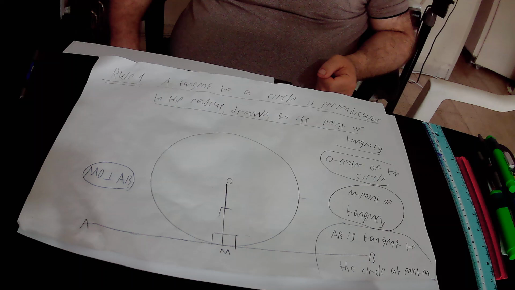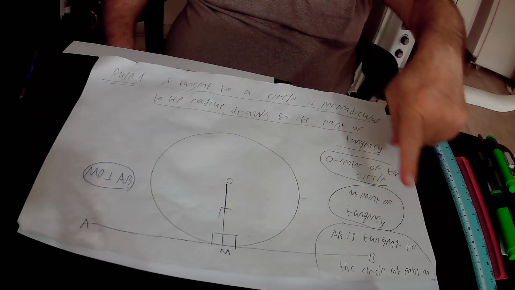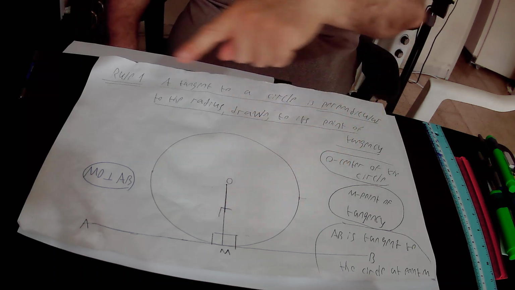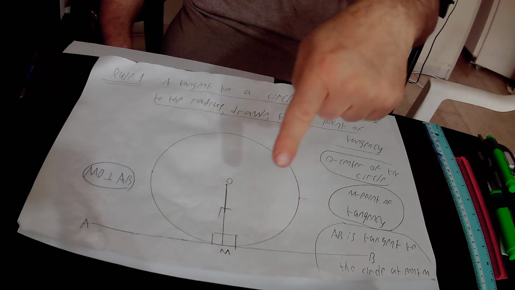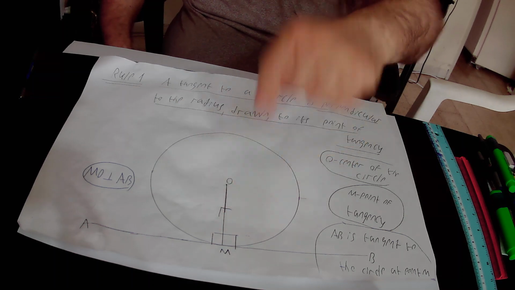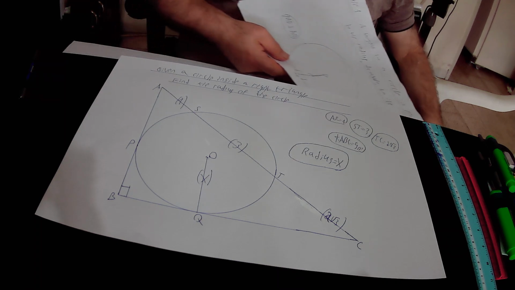And whenever we have a radius that is drawn to the point of tangency, then tangent AB will be perpendicular to the radius MO. If AB is perpendicular to MO, it means that this angle equals 90 degrees and this angle also equals 90 degrees. So we can actually implement rule 1 in our drawing.